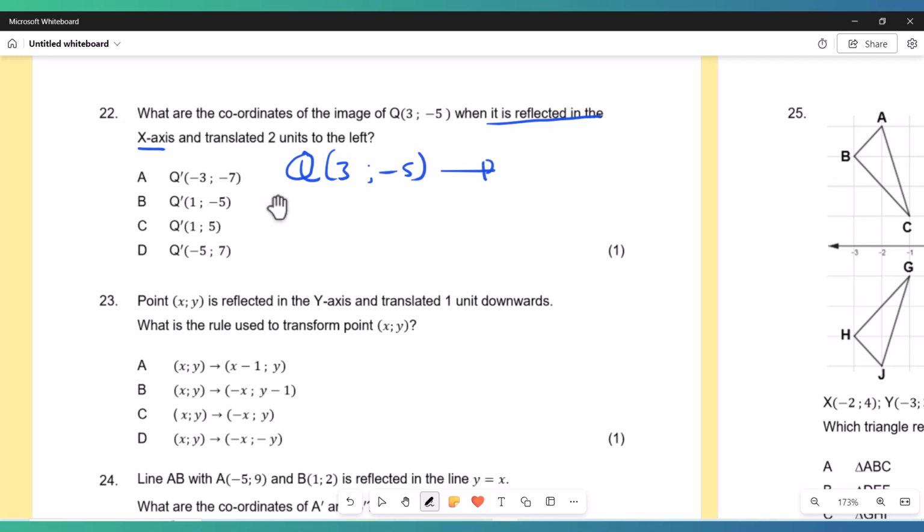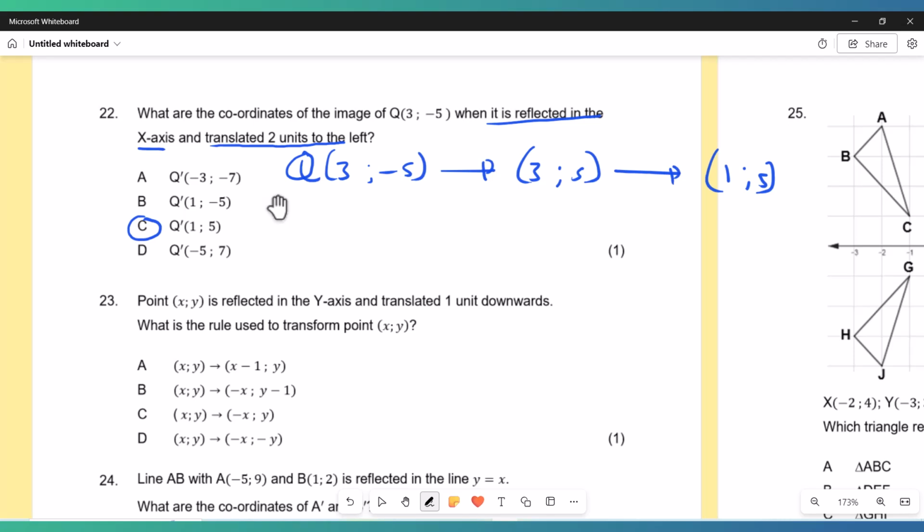So we're going to get the first image here. Now know that x remains intact, so it's going to be 3 here, but y becomes negative. So negative of negative 5 becomes positive 5. Then they say don't stop there. Then translate 2 units to the left. Okay. Now to the left means x minus 2. So what's 3 minus 2? We're going to get 1. So 1 is to 5 must be the answer here. So the answer here is going to be ours, which is 1 is to 5.